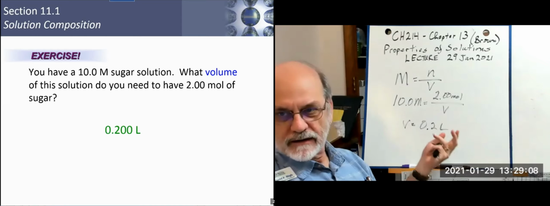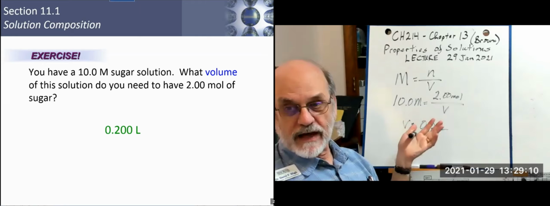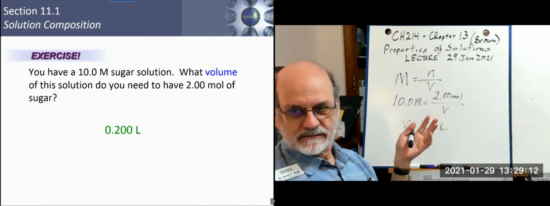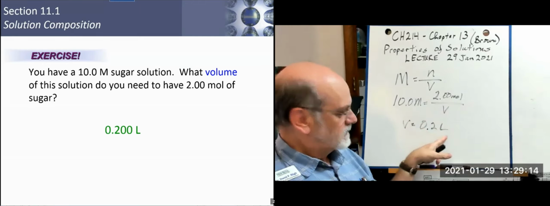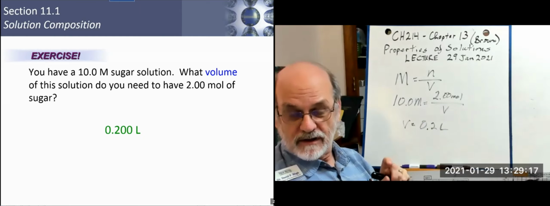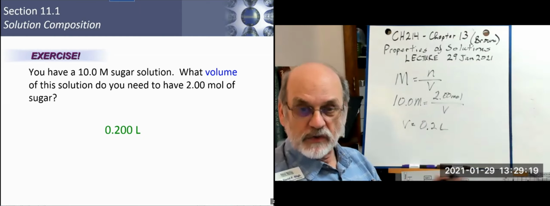Now, just for fun, how many milliliters would that be? 3 places to the right. 200 milliliters is 0.2 liters.